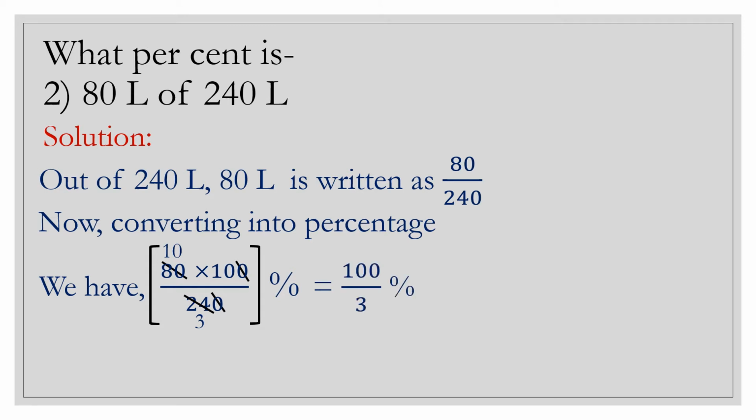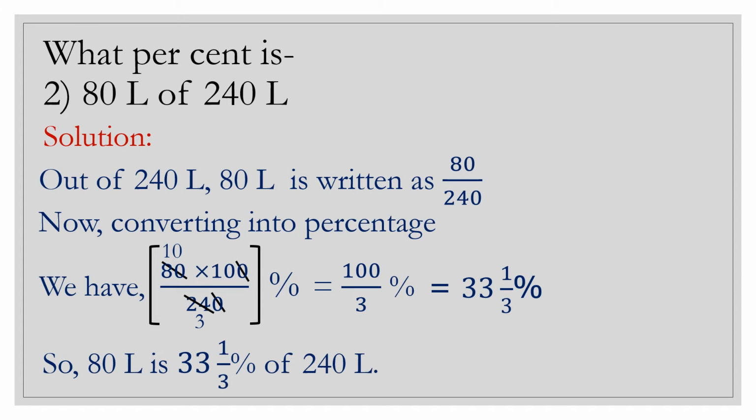And 100 upon 3 is an improper fraction. So let's convert them into mixed number. So divide 100 by 3. We get 33 1 upon 3 percentage. So 80 liter is 33 1 upon 3% of 240 liter.